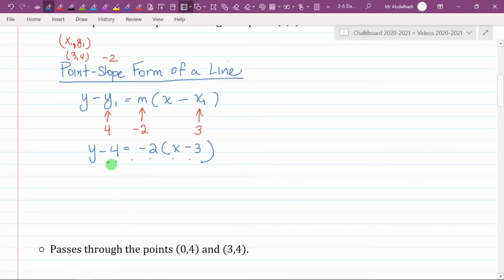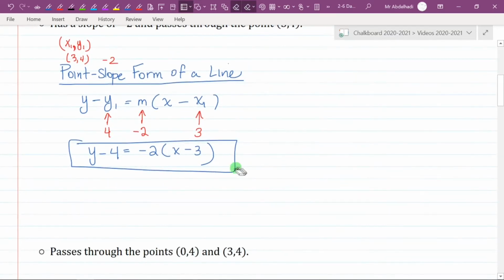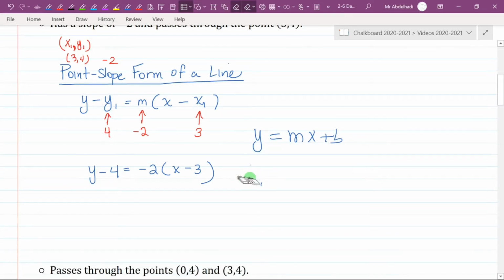So there's your answer in point-slope form, and we're not going to box this because I did explicitly say your answer has to be in y equals mx plus b form. So you need to do a little more work, just a little more work to make it y equals mx plus b. Now you notice with y equals mx plus b, there's nothing next to the y. The y is by itself. You see that? So one of the things you're going to have to do is get rid of this -4 over here.